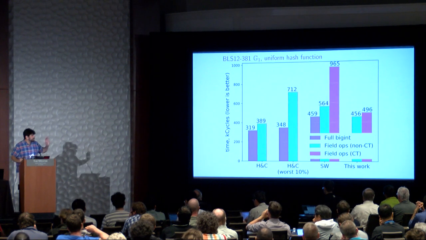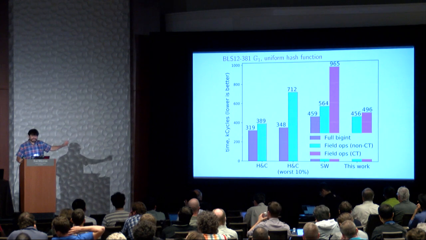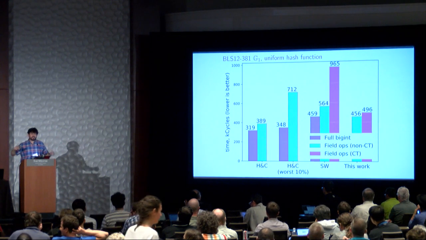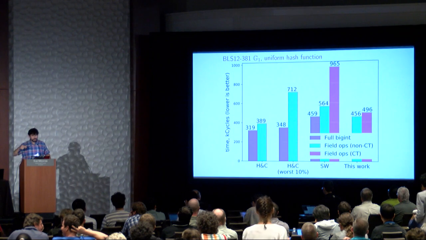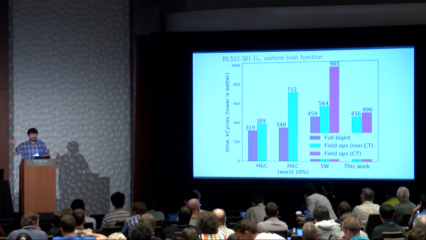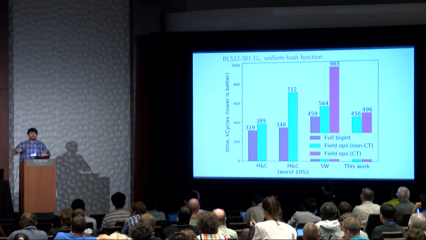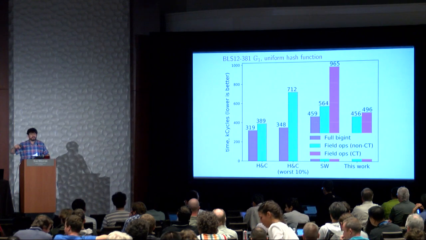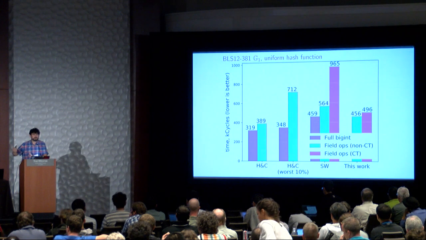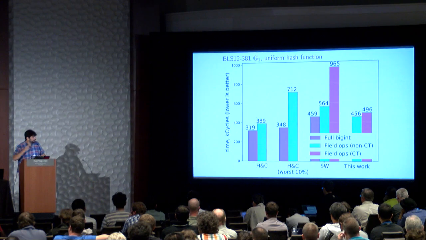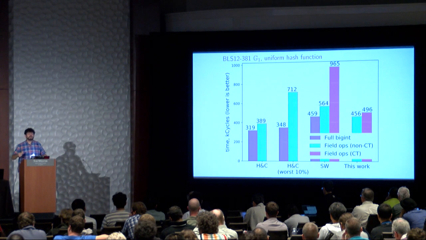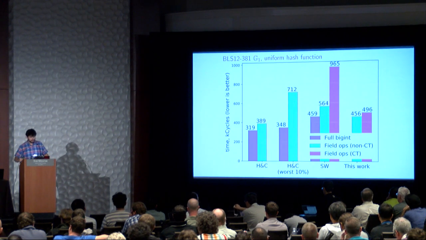The first group of bars on the left is hash and check. The second group of bars is the worst 10% of the hash and check runs. So remember, with hash and check, some inputs are bad. And so what we want to know is how bad do they get? Like, what does the tail look like? And so we just choose the worst 10% of the million runs. The third group of bars is Shallue and van de Woestijne, and the rightmost group is our work.